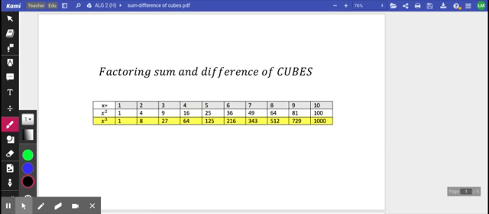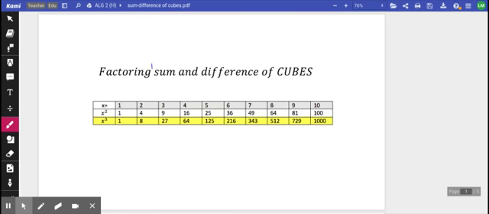All right, we have one last type of factoring to look at. This one involves sum and difference of cubes. If you take a look at this table, we have perfect cubes highlighted in yellow. So 1, 8, 27, 64, 125, etc. When you start to see these, you should notice that these are perfect cubes, okay?